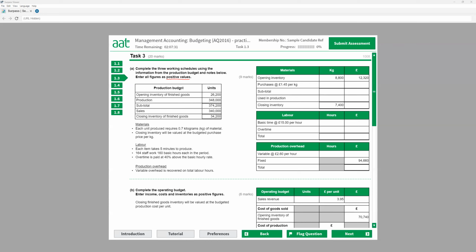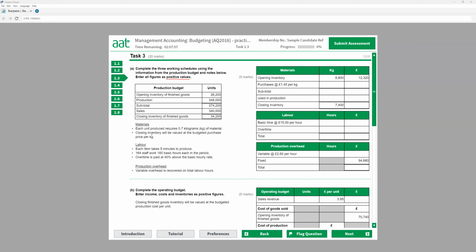All right, the production budget: we have opening inventory of finished goods, 26,200 units. Production, 348,000. Then subtotal sales, 340,000 units. And the closing inventory of finished goods, 34,200 units.